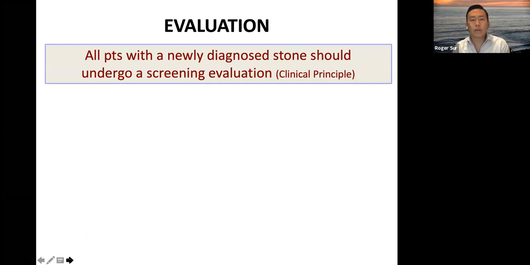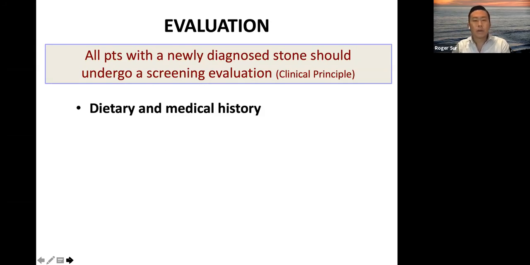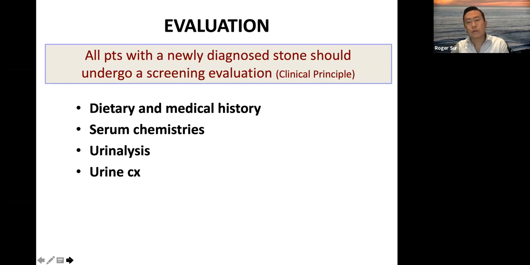So the American Urological Association states that any patient that has a kidney stone should be screened to determine whether they should receive either a basic or comprehensive evaluation. The screening evaluation requires you to take a good dietary and medical history, get some blood tests, always at least get a urinalysis, also obtain a urine culture. If a stone is available, it should be sent off for analysis. And ideally, you have some type of X-ray or imaging study so you have a sense for stone disease.